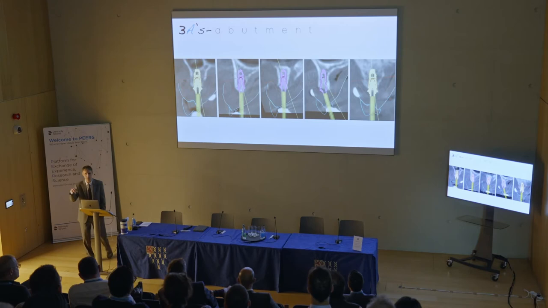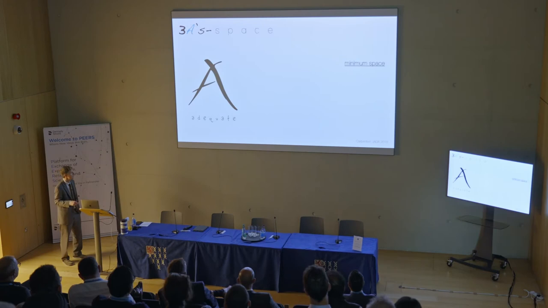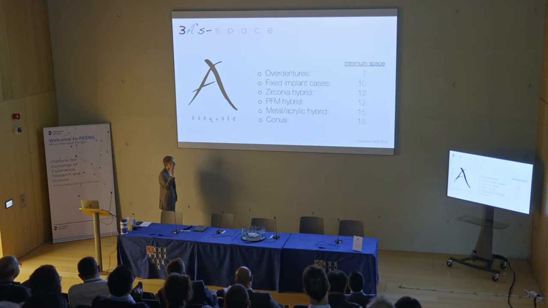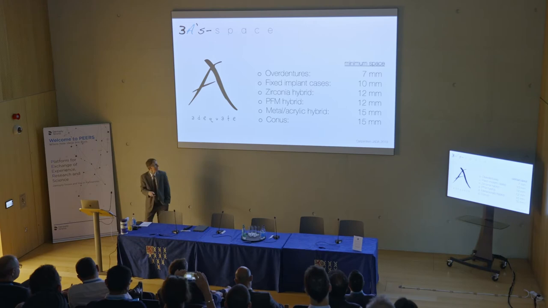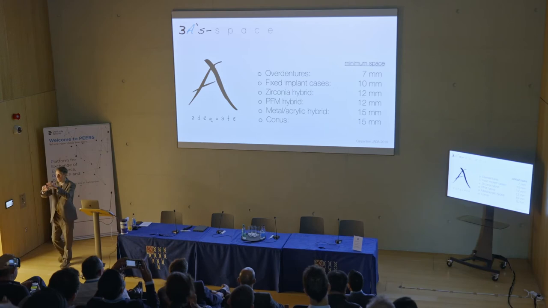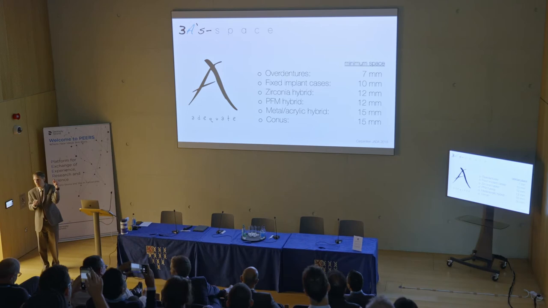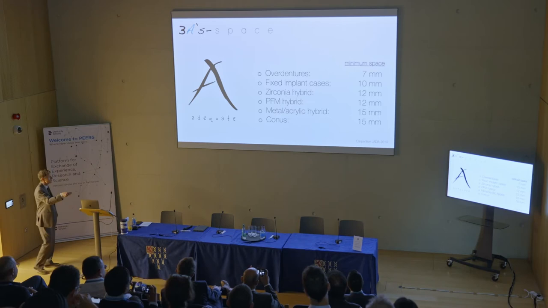Now, from there, that's when you start looking at adequate space. Well, how much space is adequate? It completely depends upon the restorative modality you're going to use, okay? If you're using overdentures, you need 7 to 8 millimeters of space because you've got to put your locator on, your housing on the top of it, and then you need 2 millimeters of acrylic over the top of that. If you're doing a fixed case, you need about 10 millimeters. If you're doing a zirconia hybrid, it's between 10 and 12. PFM hybrid's the same. Metal acrylic, you need at least 15.